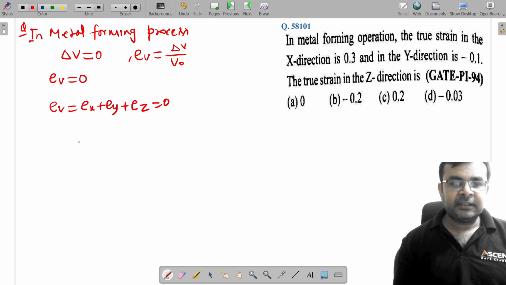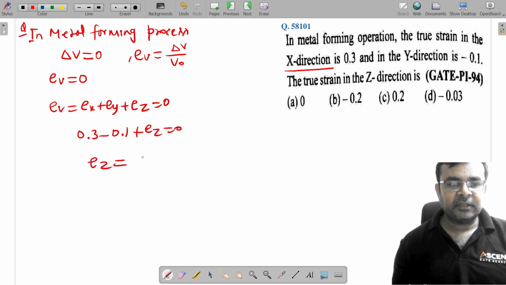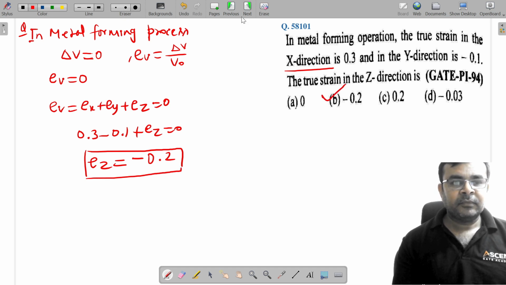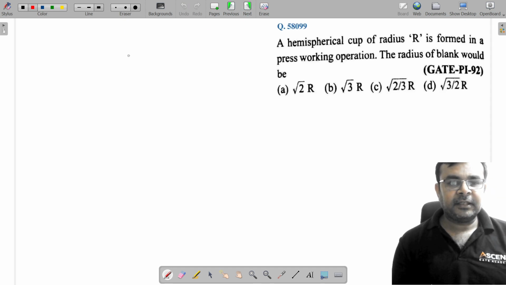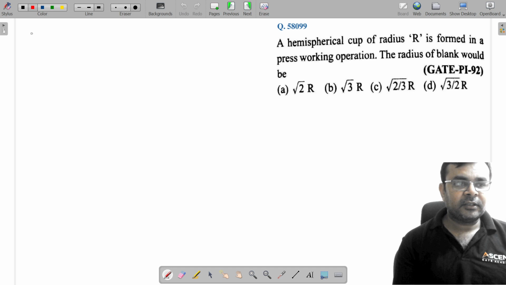Yes or no? The algebraic sum of the strains is also called the volumetric strain. So the strain induced along the x direction is given, that is 0.3, and along the y direction this is minus 0.1, then Ez is equal to 0. After simplifying this, we get Ez equal to minus 0.2, minus 0.2. Is that clear? So the correct answer is option B. This is the very basic concept which is used in the metal forming process. We always use the law of constancy of volume. Is that clear? Okay, so let's see another question.